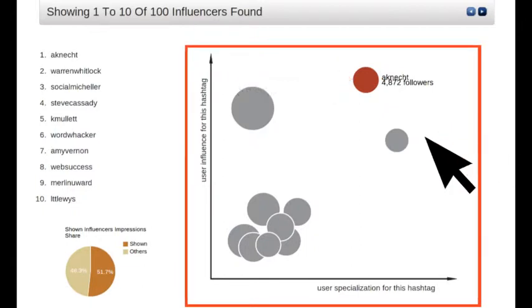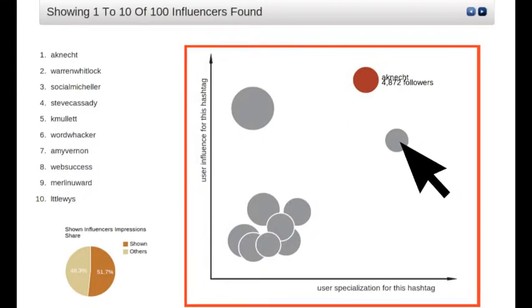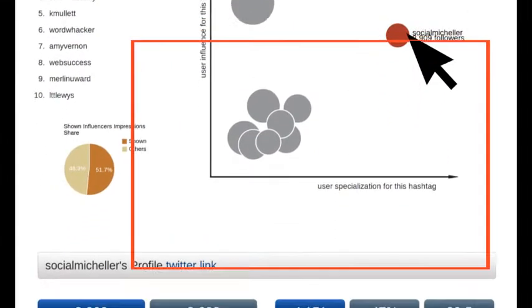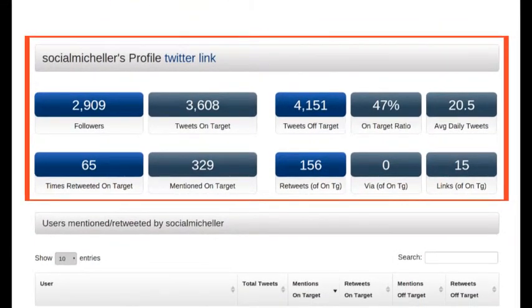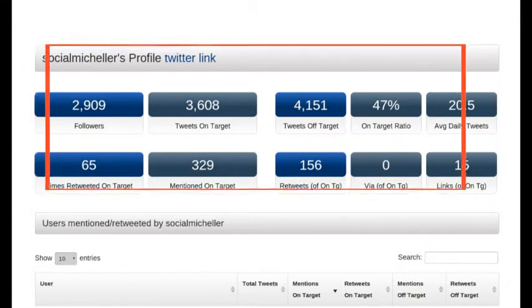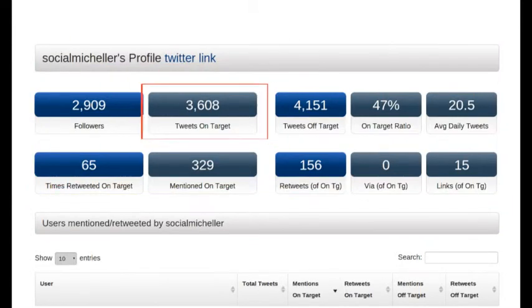To better explain what this means, I'll click on the most specialized influencer in this list, Social Michelle R, and scroll down to the user's details, which will tell you a lot about her to understand who she is, with whom she's interacting, what she's tweeting about, and how. As you can see, Social Michelle, during the tracking period, sent 3,608 tweets on target. On target here means she's using the tracked hashtag.